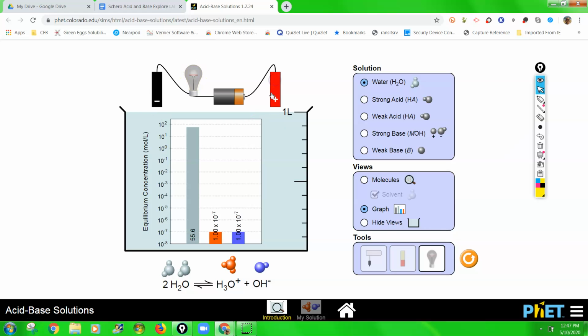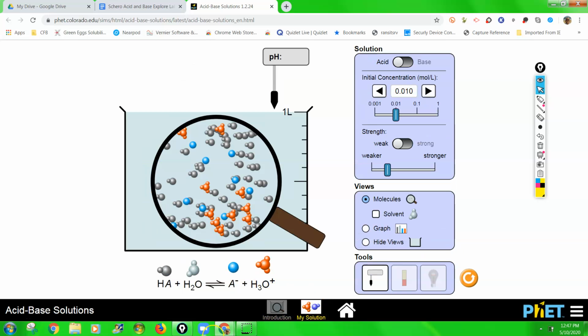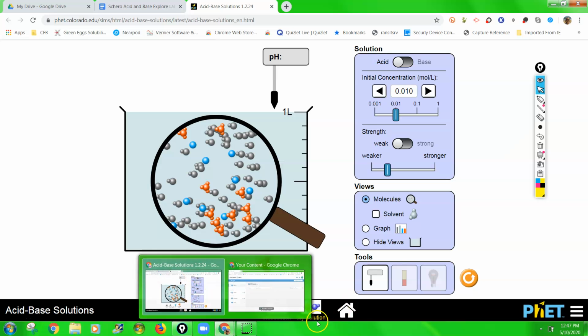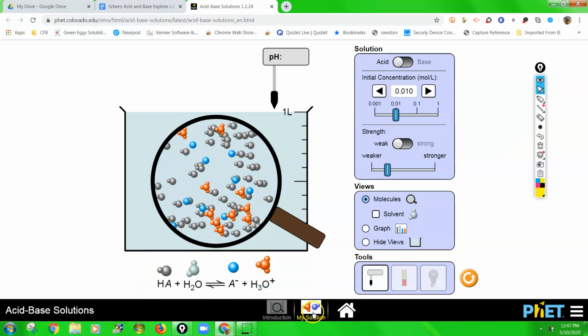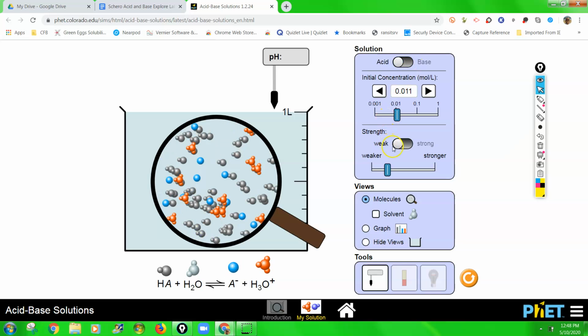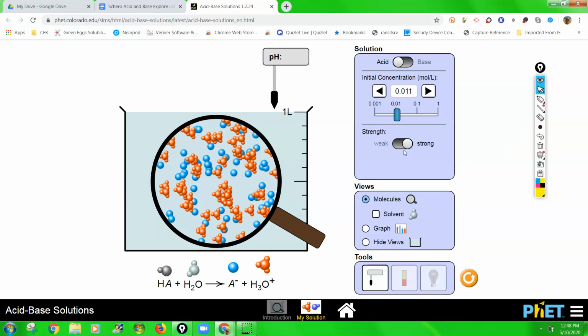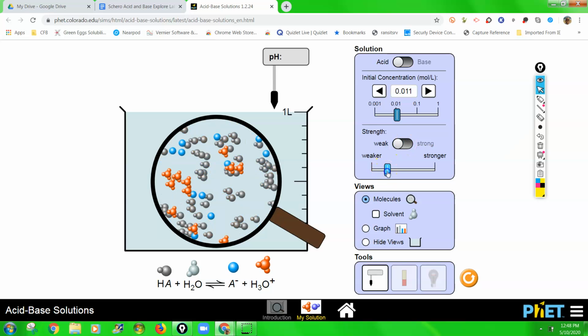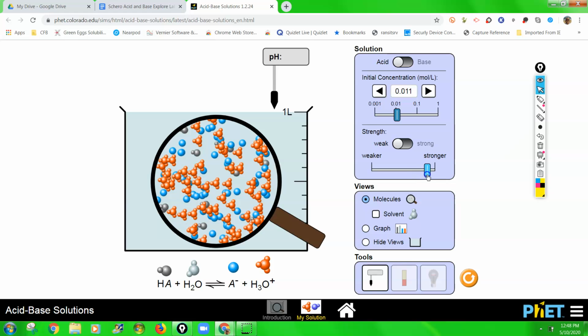So I'm going to ask that you play with this introduction a little bit, changing to strong acid, weak acid, and so forth. You can stay right here, or I'm going to ask that you change to your solution. So click on the My Solution button down here at the bottom of the page. Now I can change my concentration. I can determine whether I have an acid or a base. And I can determine whether I have weak or strong. Or I can say how weak and how strong.